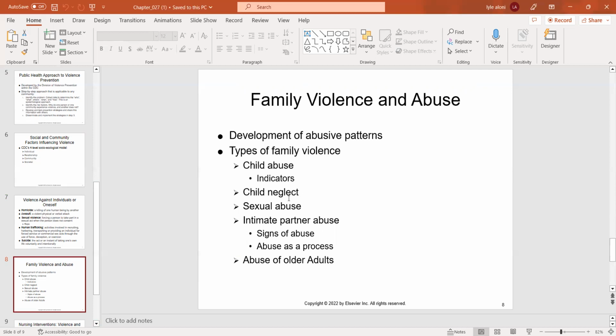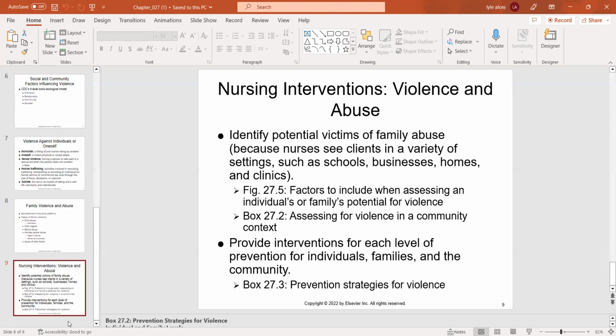We know we have neglect that we take a look at. That's where we see people not caring for the children, sexual abuse, intimate partner abuse, and abuse of our older adults, of course. So we know our nursing interventions. We're going to identify our victims. We're going to provide interventions for each level, and know that box 27.3 is going to be our prevention strategies for violence.